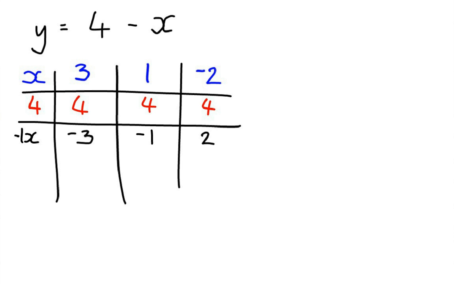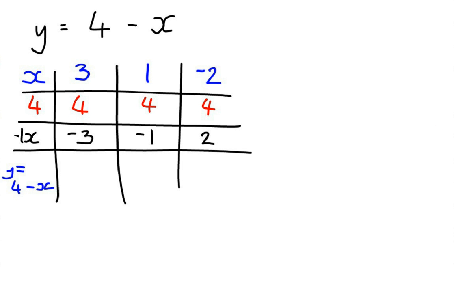Okay, so then the last stage, as we were doing before, is to add these two rows, these two boxes together. So this will give us y equals 4 take away x. If you've done every bit here, it's simply a case then of adding these boxes together.